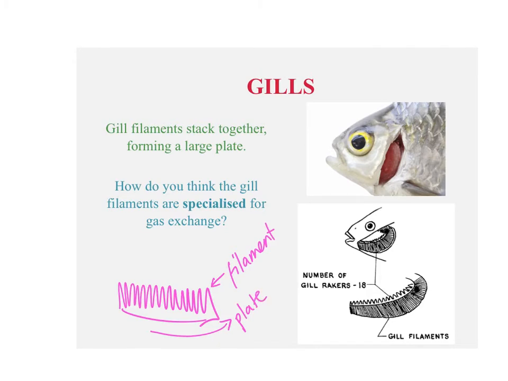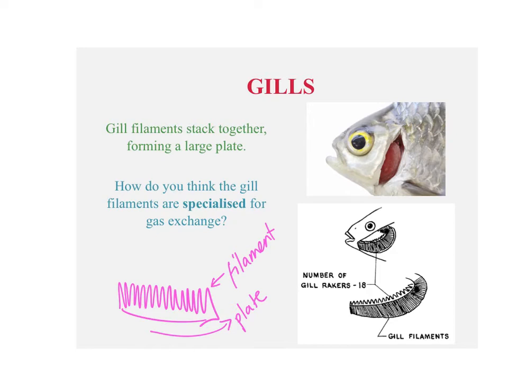And I want you to think about what you know about maybe things like the villi, maybe things like the alveoli. How do you think having those filaments structured in that way makes a specialised exchange surface? So pause and play again when you're ready and we'll look at the answer.